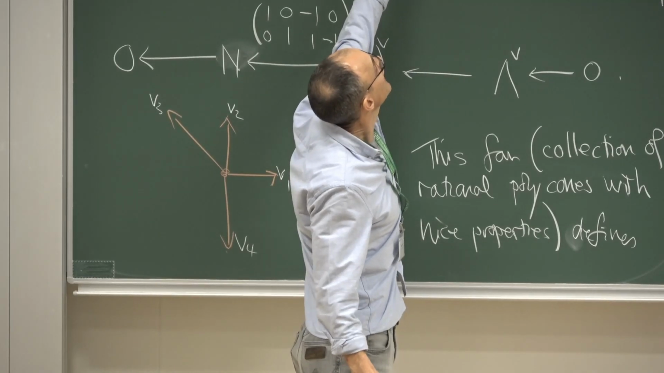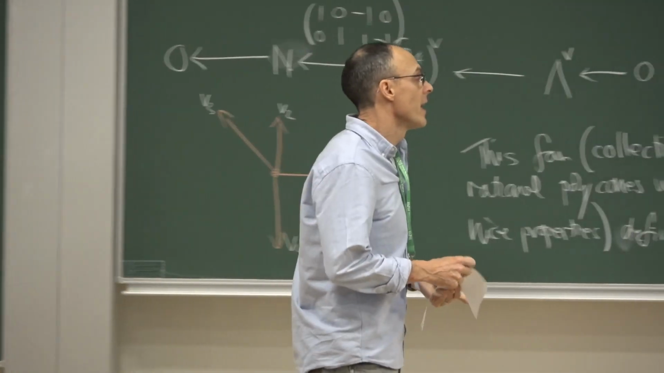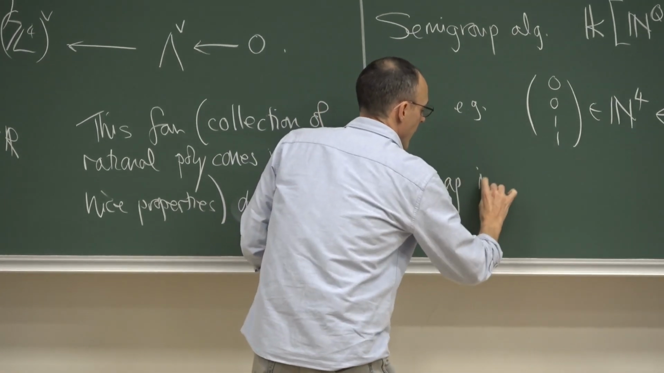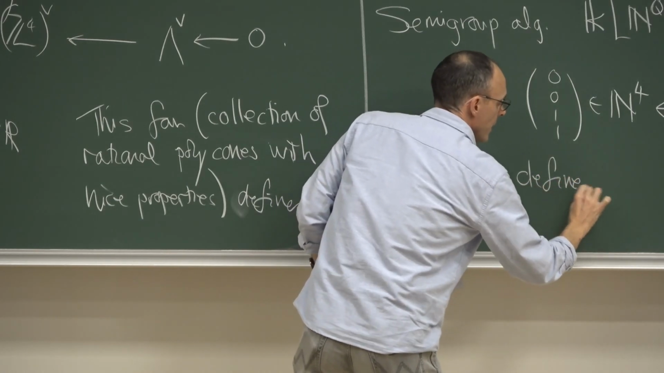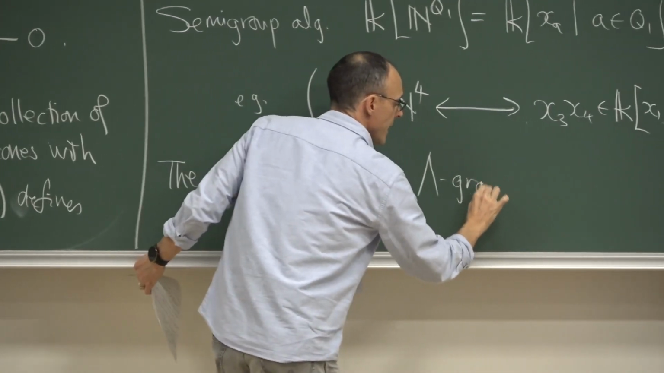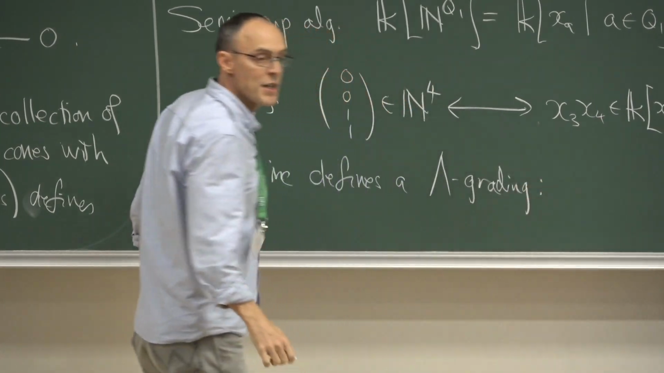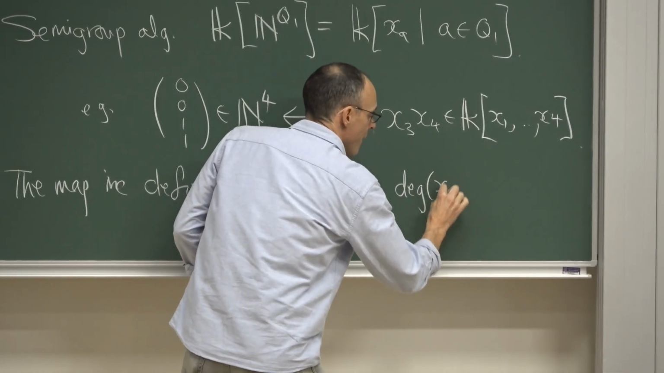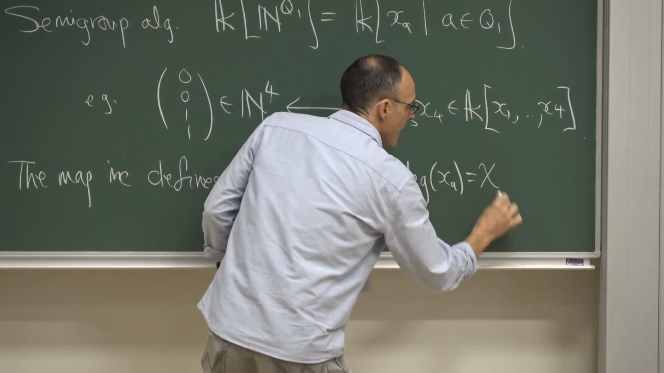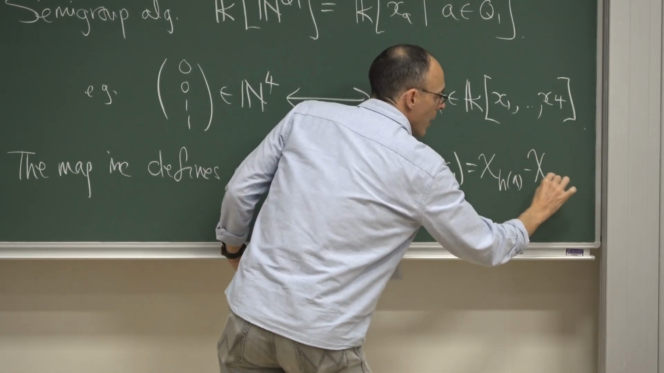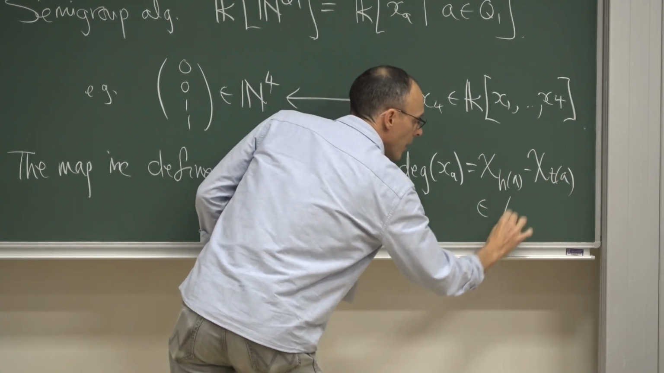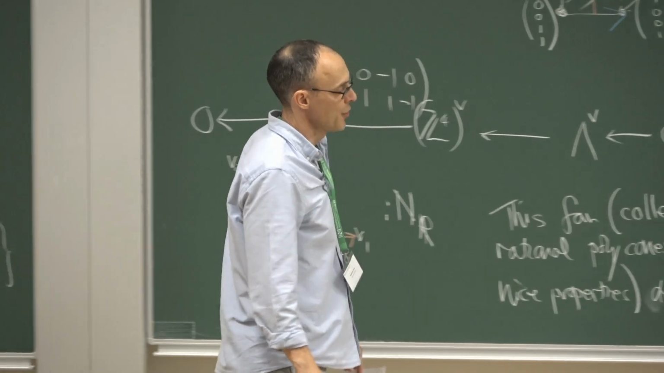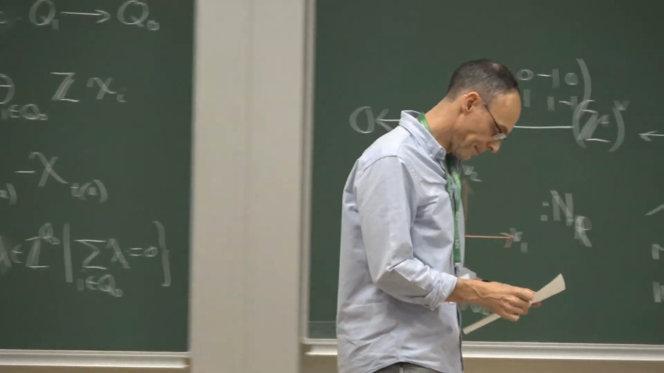This setup, and really the choice of the map ints, gives a grading. So the map ints defines a lambda grading, where every variable is indexed by an arrow, so the degree of the variable is nothing more than the element of lambda, which is the image of the corresponding characteristic function under the incidence map.